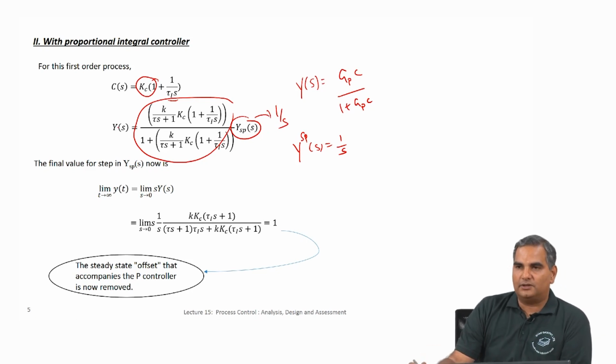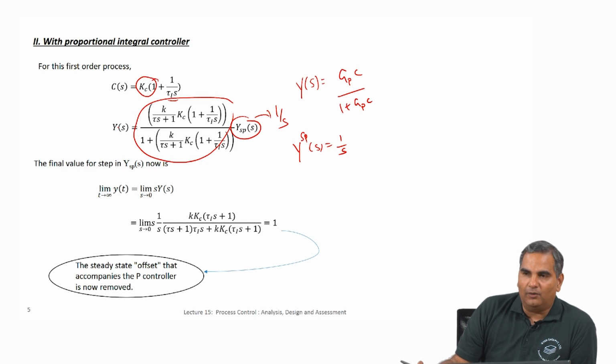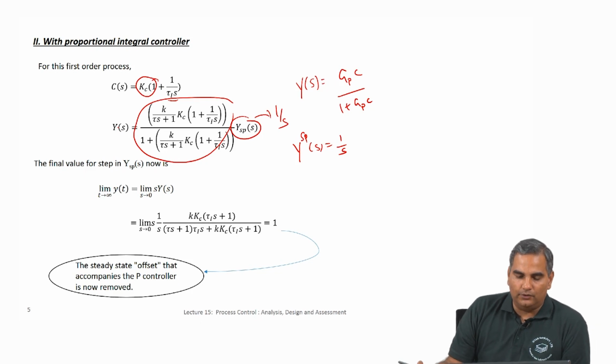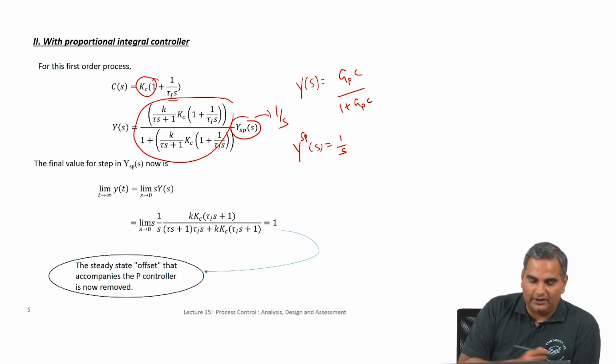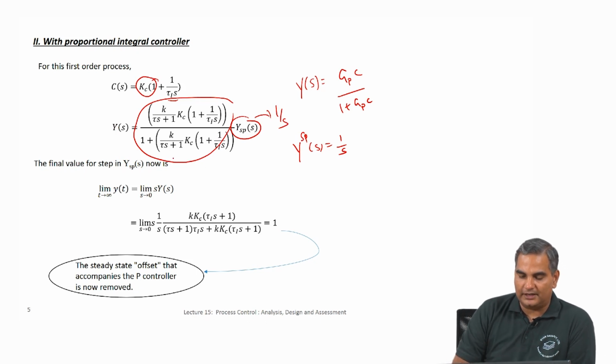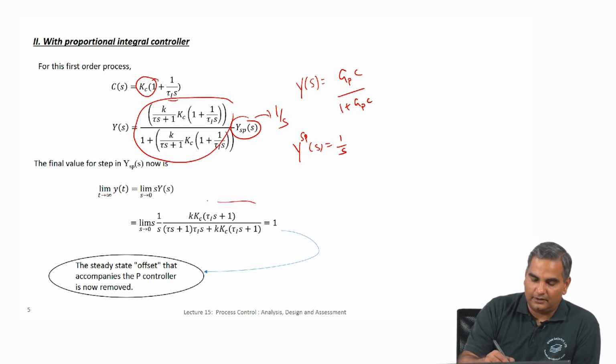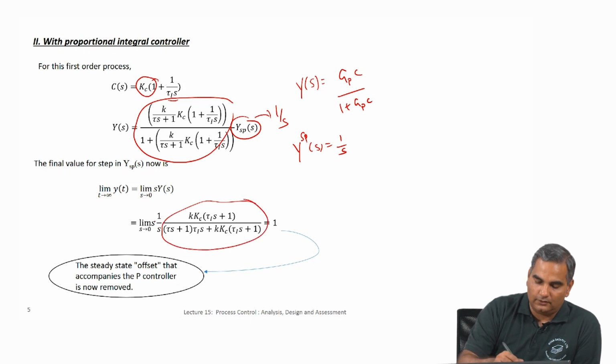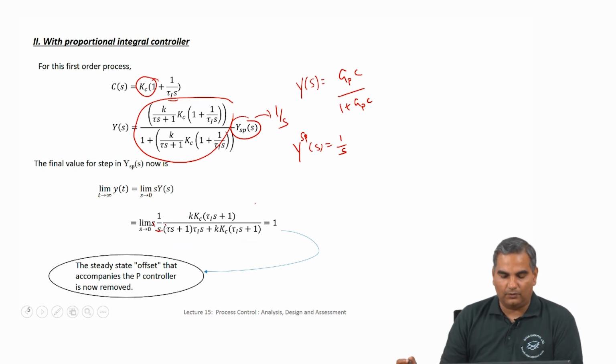Now that I have a proportional integral controller, I want to see what happens to the offset. Does it really matter in terms of offset? I am going to use the final value theorem again, which is limit t tends to infinity y of t equals limit s tends to 0 of s times y of s. When I multiply this term by s, this s and s will get cancelled, and what remains is this simplification.